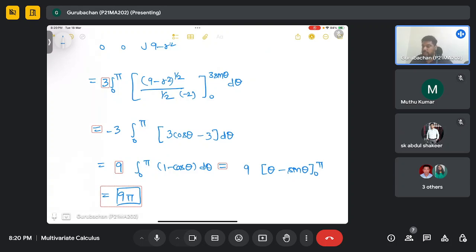So we have learned how to verify the divergence theorem, Stokes theorem, and Green's theorem, and how to calculate the surface area bounded by some curve z equal to f of x, y and some other curve.